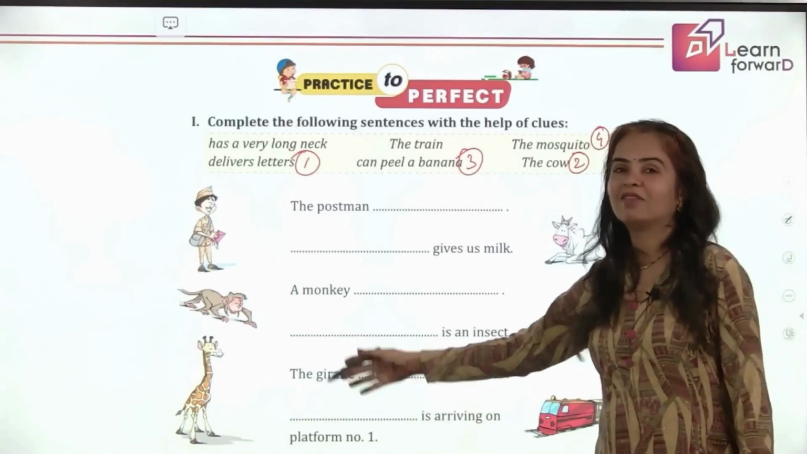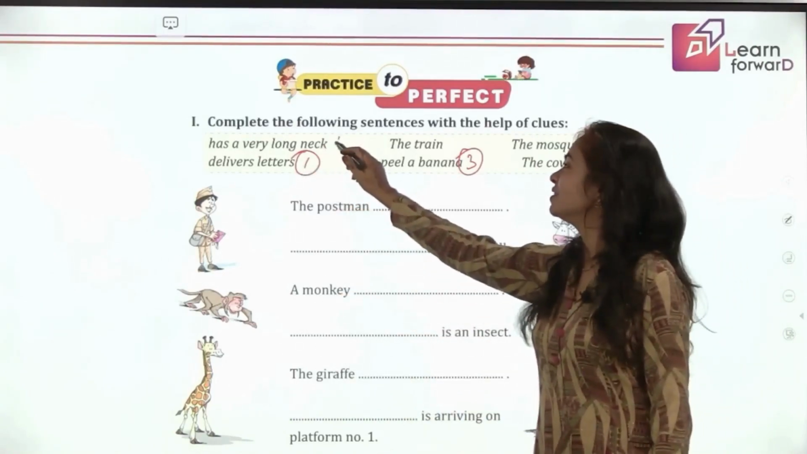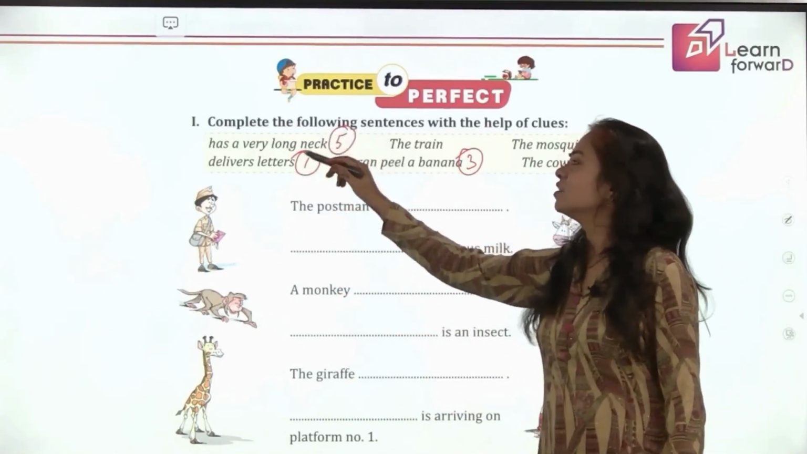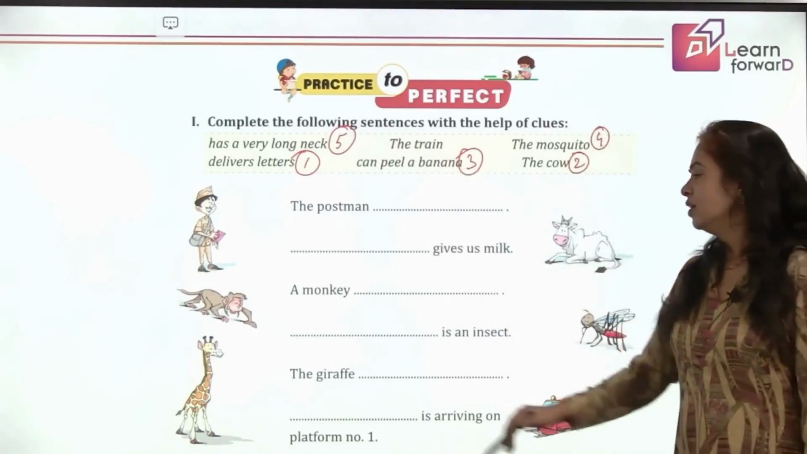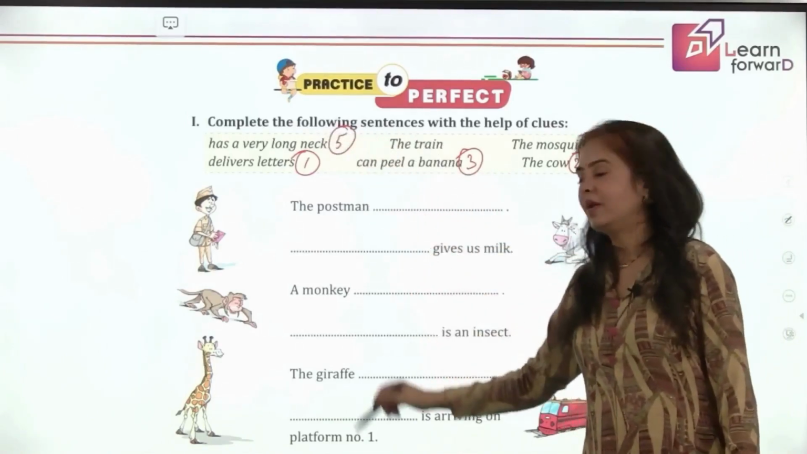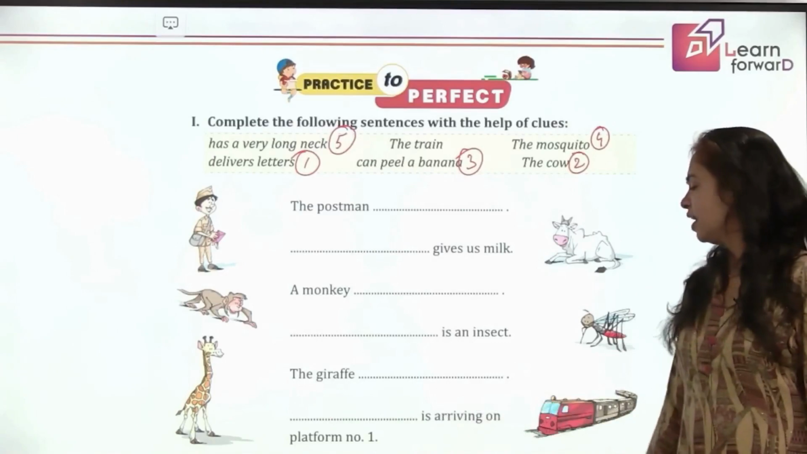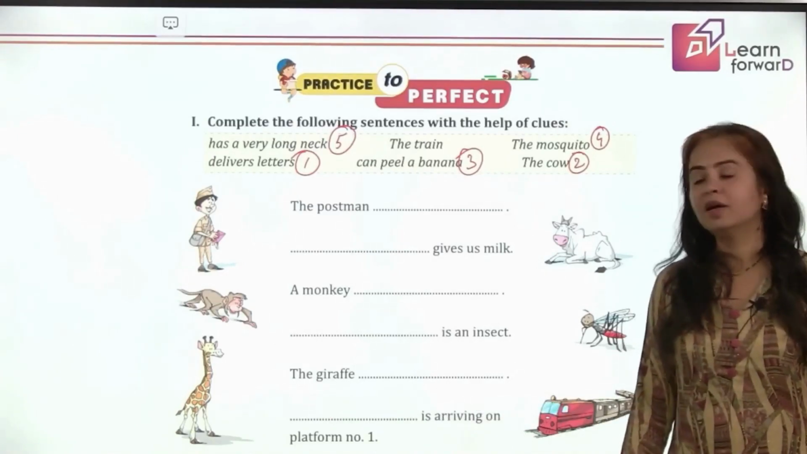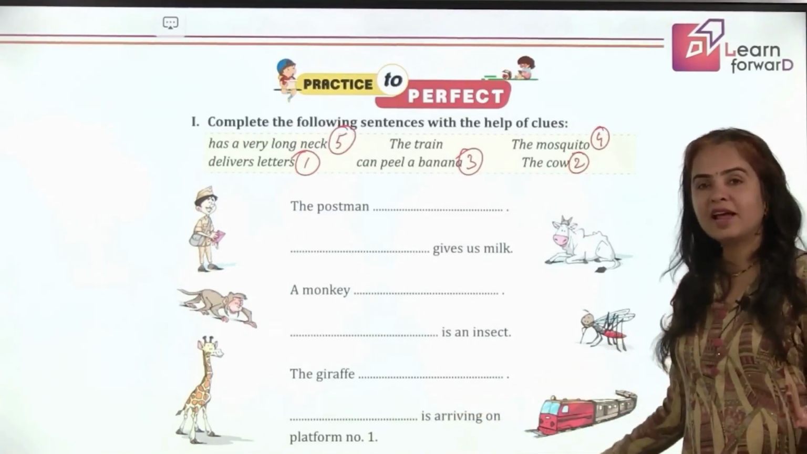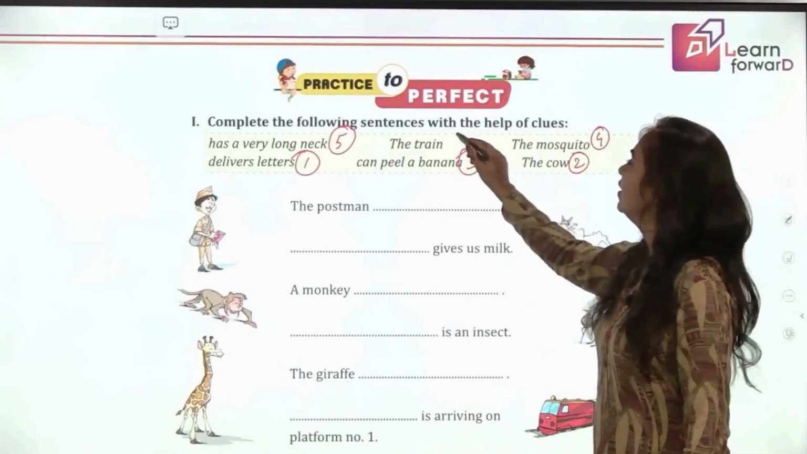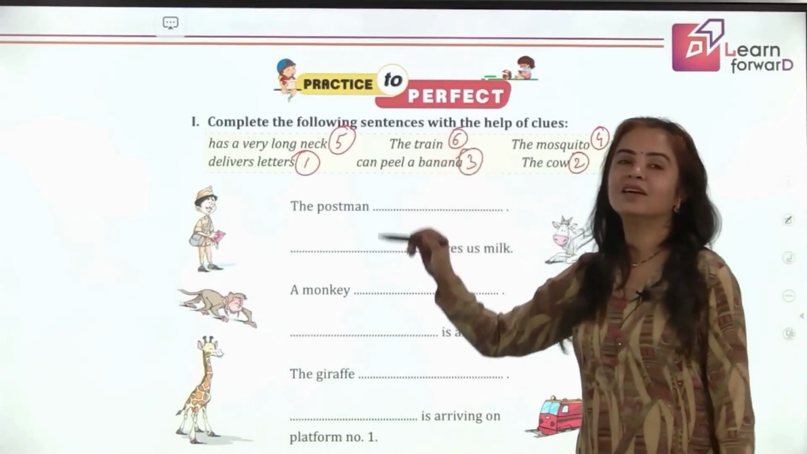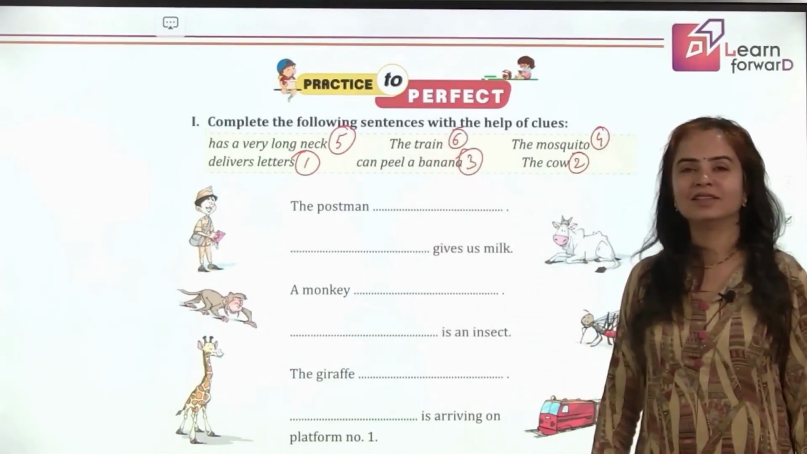The giraffe. Yes, the first one is correct now. Has a very long neck. So we have provided the predicate. Dash is arriving at platform number 1. So what is arriving? The train. And here you go with the correct subject combination.